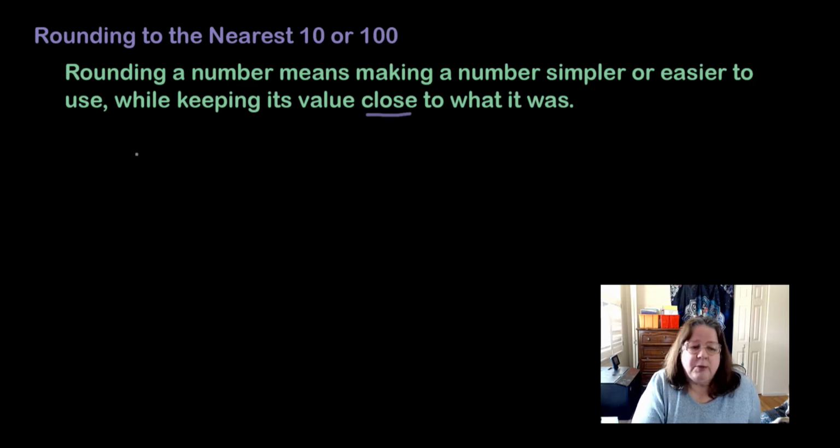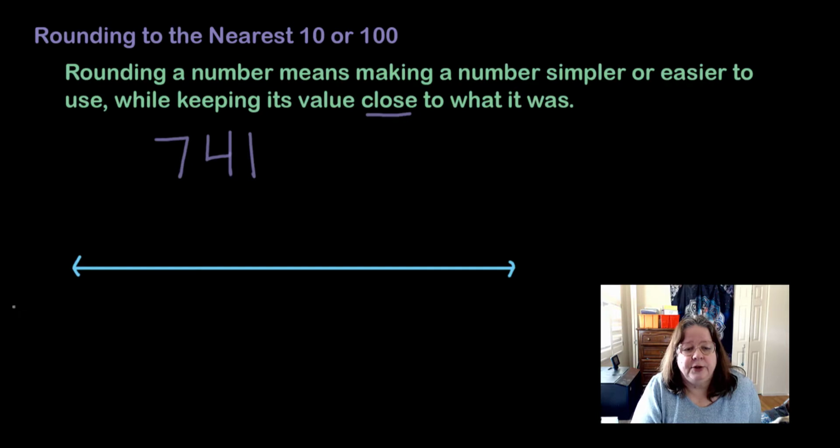Well, that's all that rounding is, but there are a couple steps to follow, and so let's talk about that now. Let's say we've got a number that we want to round, and let's start with 741, and the first thing we want to do is draw a number line. So there we've got a number line. Now we want to round 741 to the nearest 100.